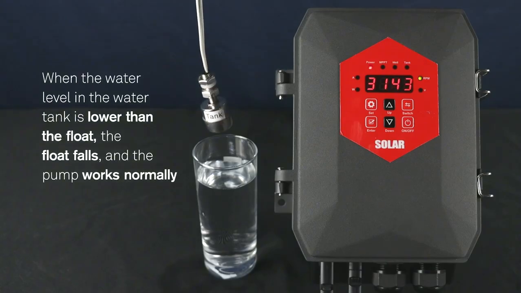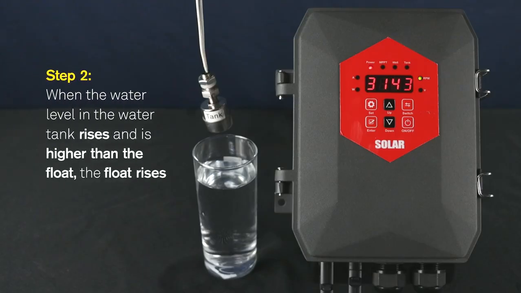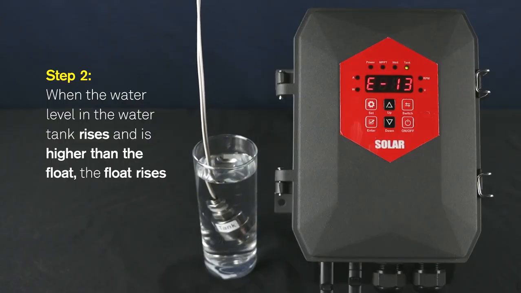When the water level in the water tank is lower than the float, the float falls, and the pump works normally. Step 2. When the water level in the water tank rises and is higher than the float, the float rises.